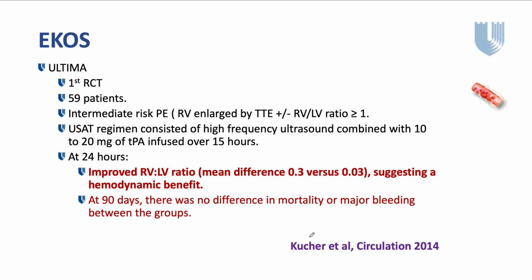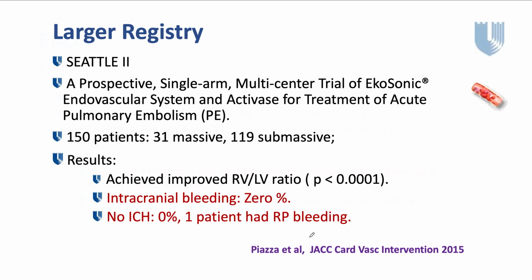benefit, but there was no significant mortality or morbidity benefit between both groups who received this catheter intervention or just anticoagulation. Larger registries showed that this catheter is actually safe and can be considered for massive PE patients, where the risk of intracranial bleeding was as low as 0%, with significant benefit of the resolution of right ventricular strain with improvement of RV to LV ratio.